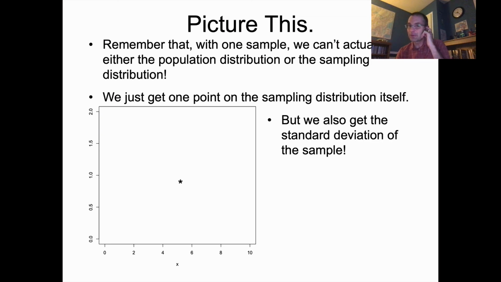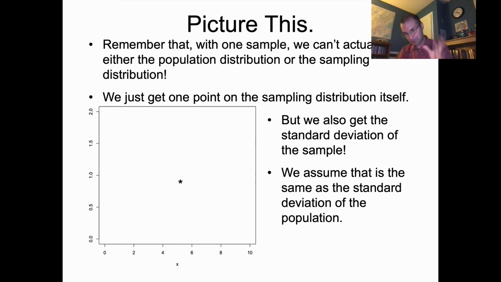And then the other thing we get, though, in addition to the sample mean, is the standard deviation of the sample as well. So we know a little bit about how much variation there is within the sample itself, and from that we can make a guess about how much variation there might be in the overall population. But that's an assumption. So we assume that the sample standard deviation is the same as the standard deviation of the population.